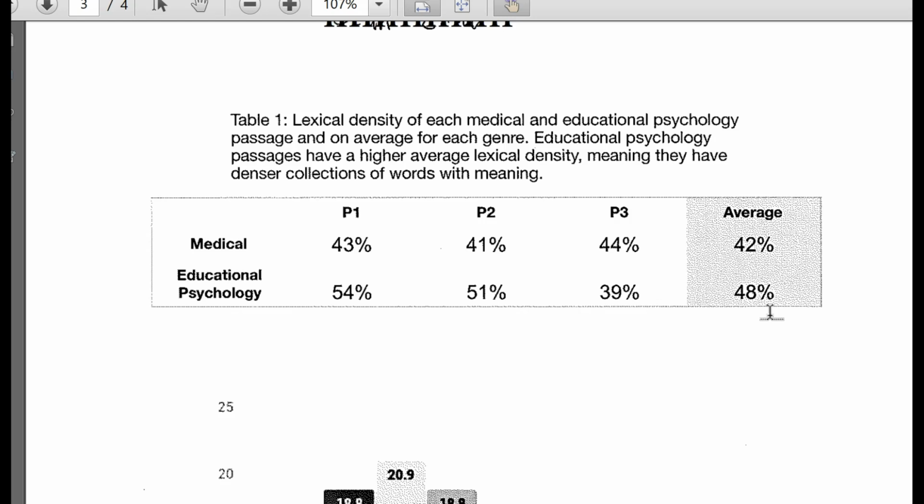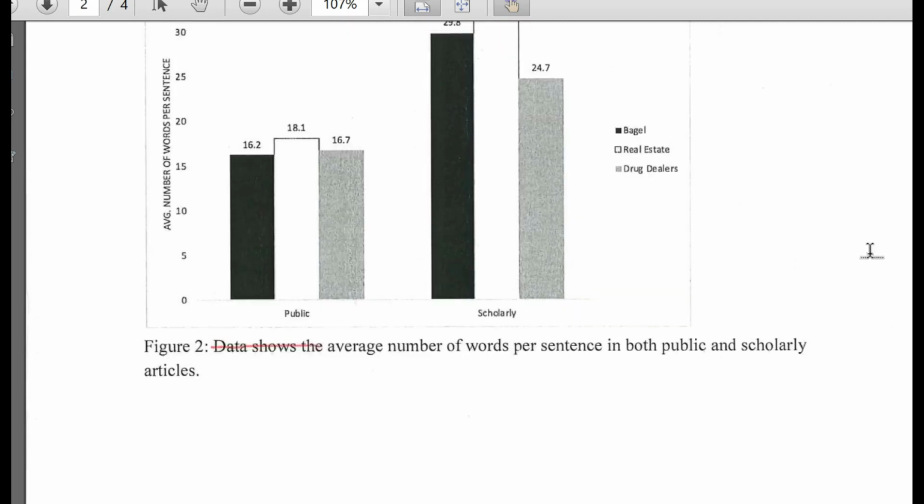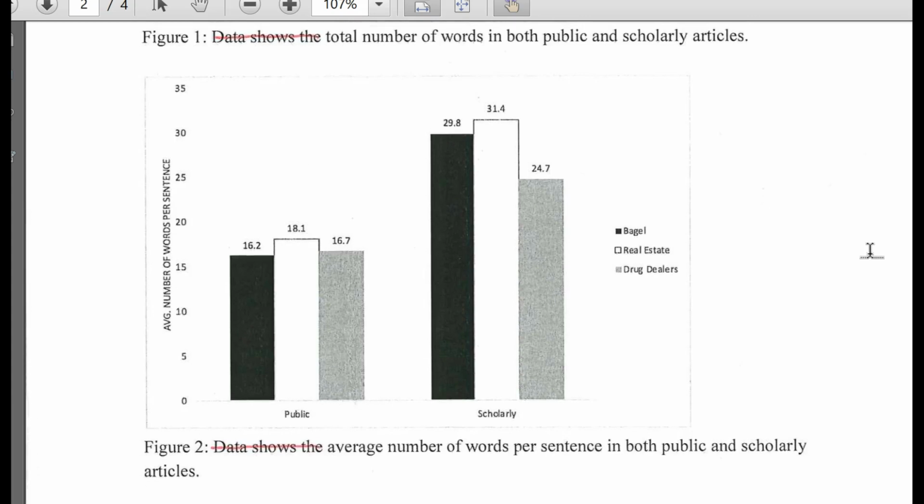So sometimes you're going to need to make a decision about whether to emphasize the difference or to emphasize the sameness. In this case, I would suspect that they're pretty similar in terms of lexical density. And that makes sense since they're both academic articles. By contrast, in this one right here, where we have the public and the scholarly, that's a big difference. We're averaging about 17 here and maybe 28 up here. So that's a big difference between public and scholarly.